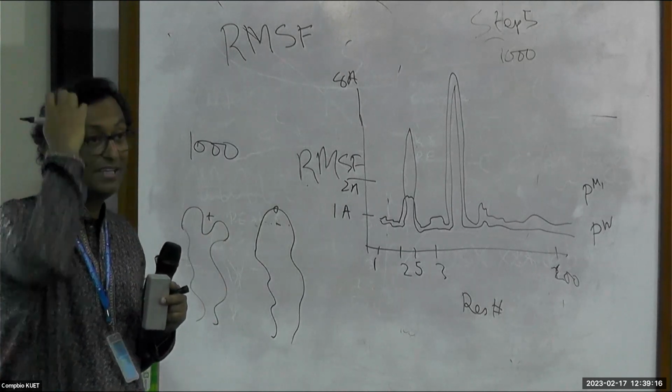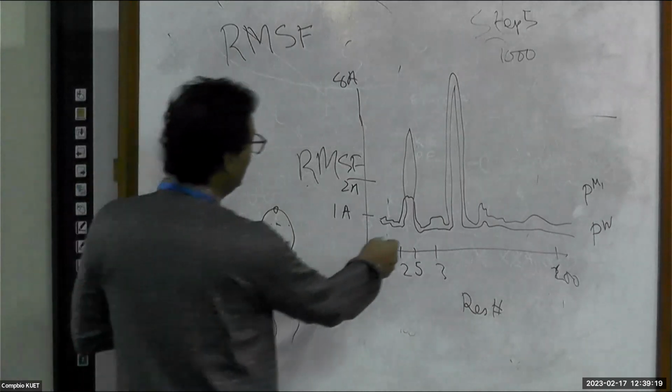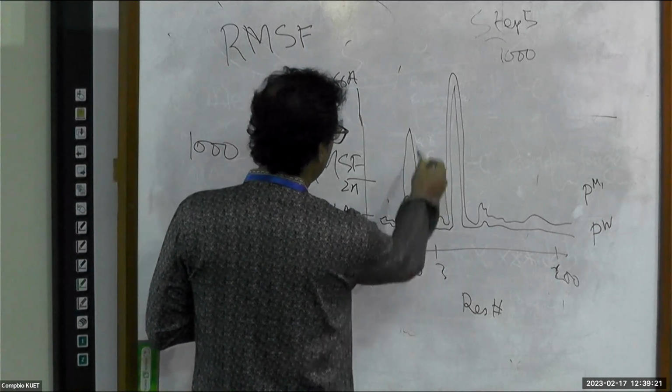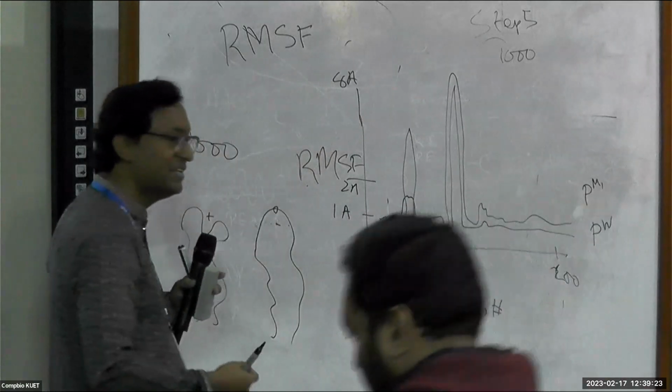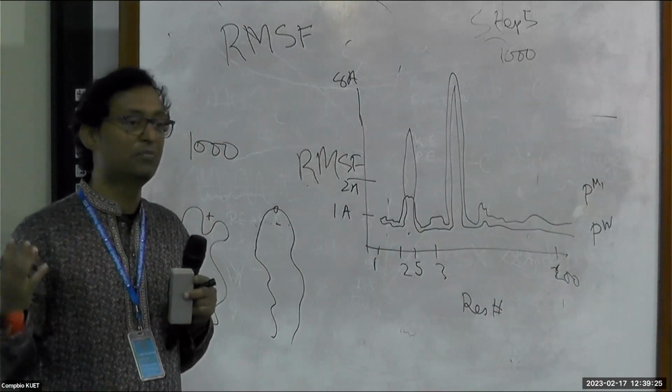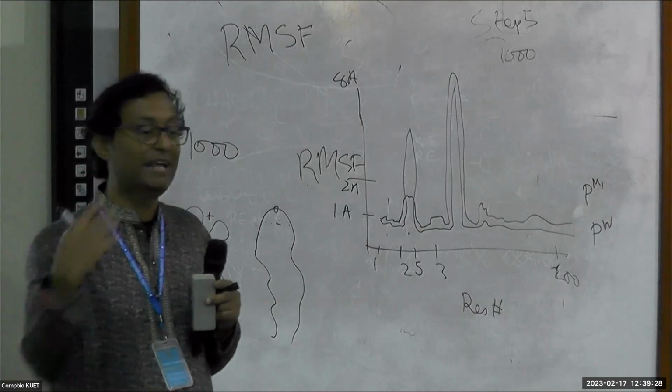So let's say something like this is not visible in the mutation. Okay, so where do we go to the next step?